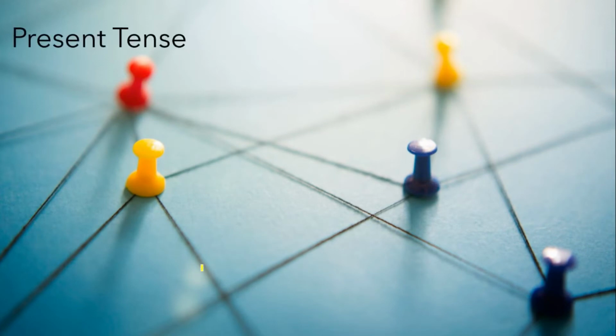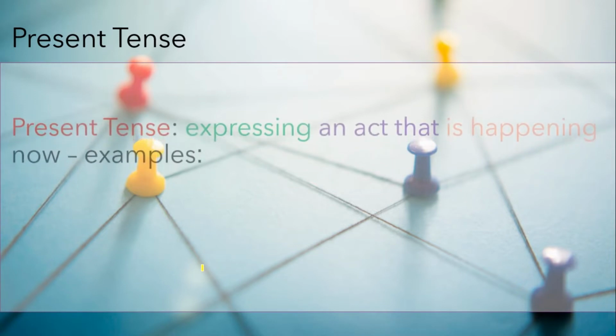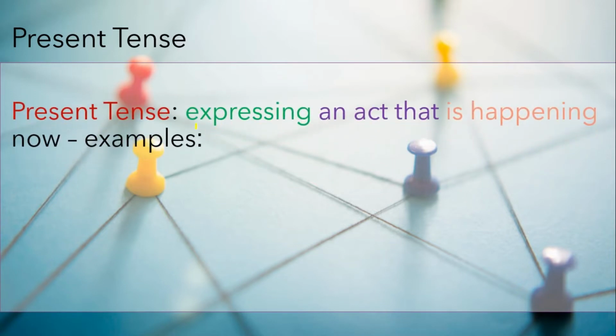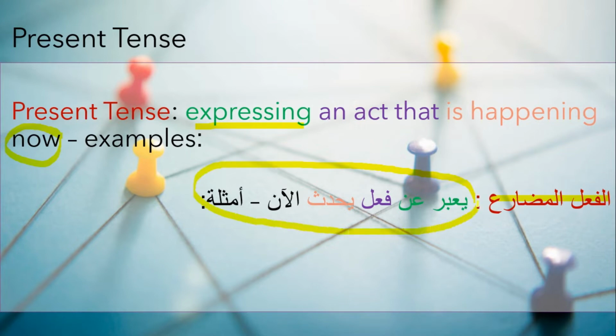So starting with the present tense. First, we will understand the definition. Just notice that I'm using exactly the same colors to express it in the Arabic language. So expressing an act that is happening now. الفعل المضارع, which is the present tense. يعبر عن, expressing فعل, an act that يحدث الآن, is happening now.